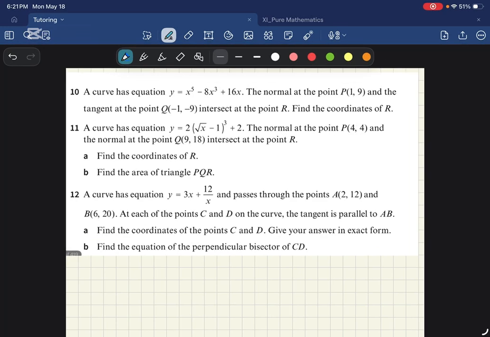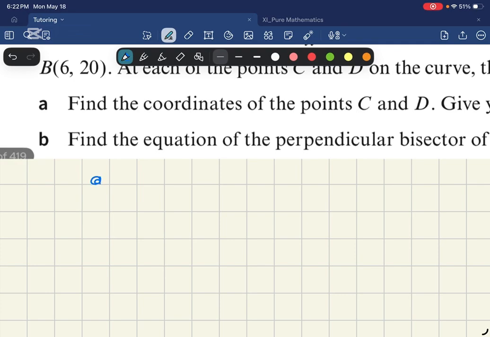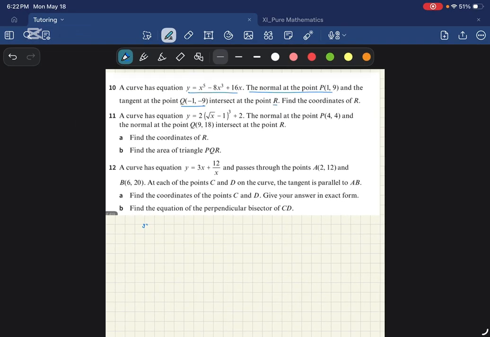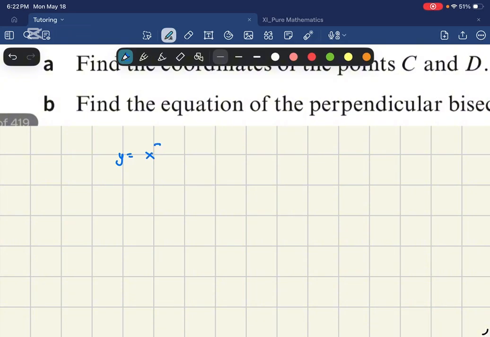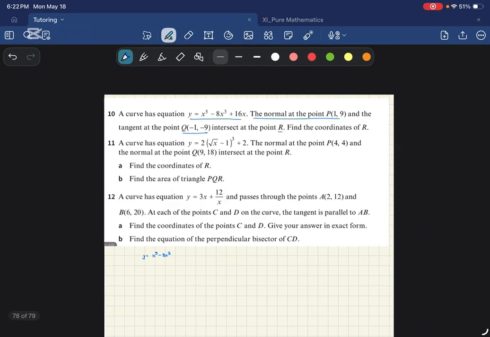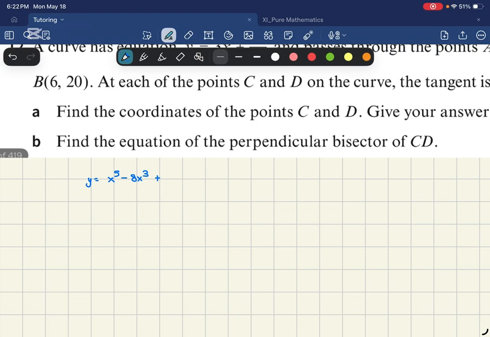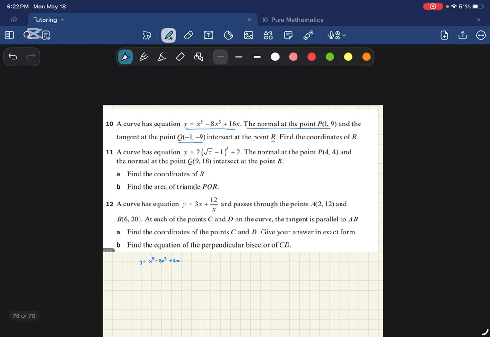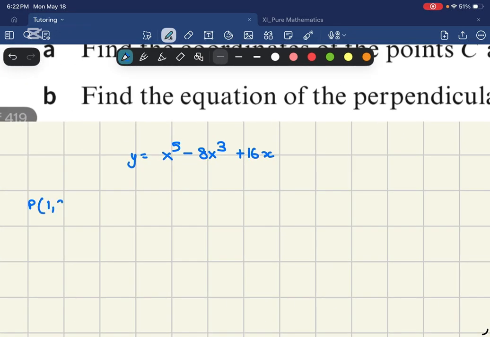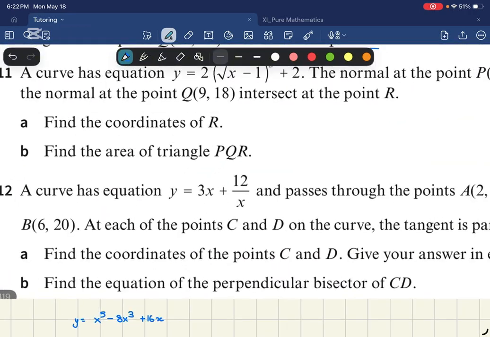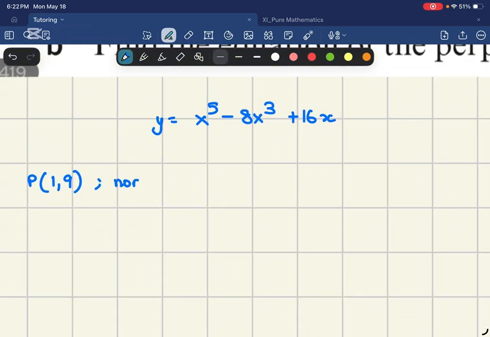Question 10, a curve has this equation. So the normal at this point and the tangent at this point intersect at point R. Okay, so let's just find dy by dx, so y is x to the power 5 minus 8x to the power 3 plus 16x. So our first point is 1, 9. And they said that the normal at this point, let's find the equation of the normal at this point.